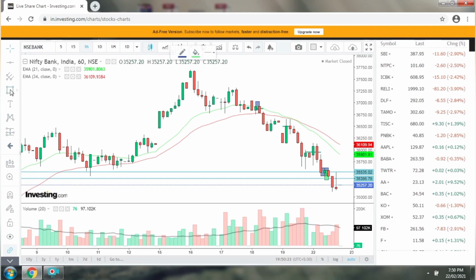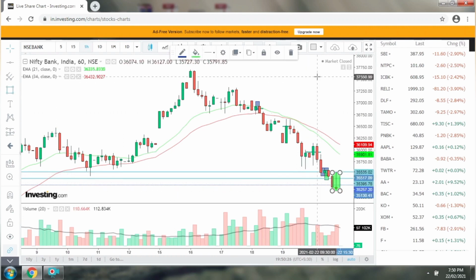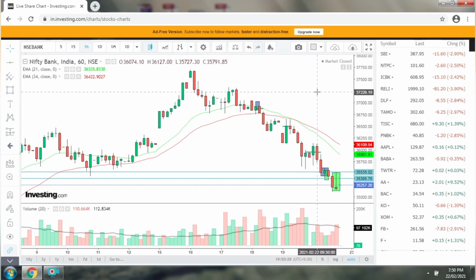Now again the market has formed the last 15-minute candle, which is a classic shooting star candle, and we'll have to watch it tomorrow. If we break the low of that candle, I assume that the market may fall further.